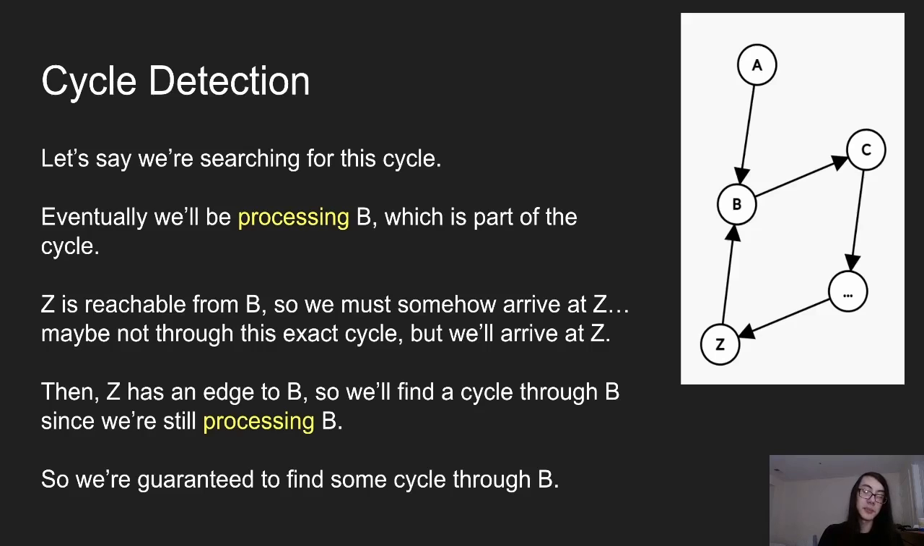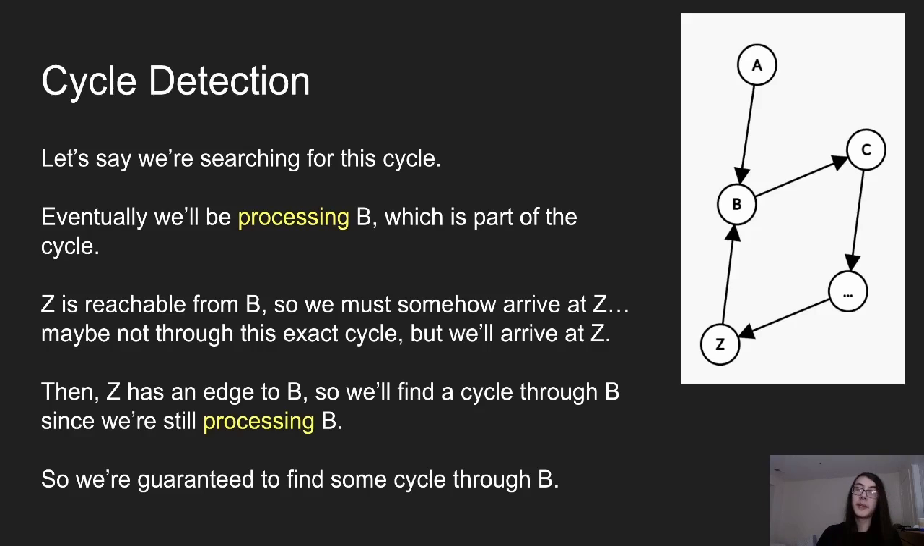So since Z is reachable from B, eventually we must arrive at Z. Then since Z has an edge to B, we'll find a cycle since we end up back at B while it's in its processing phase. We went from B through some sequence of nodes to Z, and then eventually we go back to B.